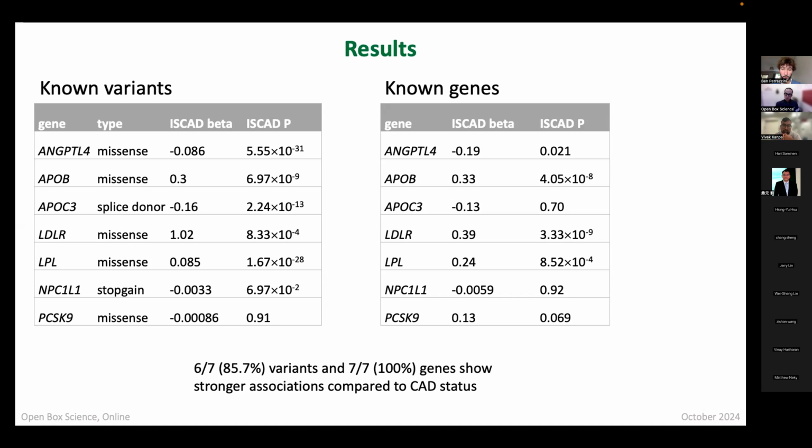So all of the genes that we tested show similar or stronger association with ISCAD, suggesting that ISCAD is capturing CAD-specific associations. The one variant that we didn't find association with ISCAD, and is very well known for its role in CAD, is PCSK9. And for this, we have a small discussion in the paper.